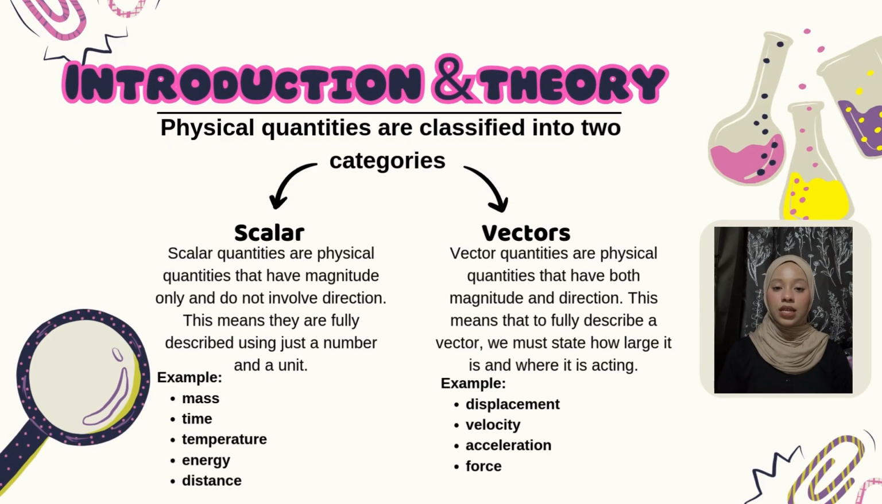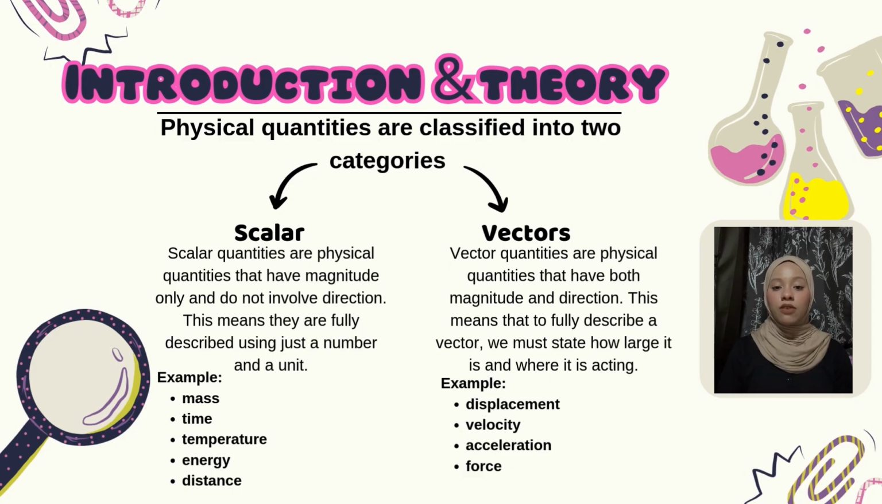For our next slide, we have introduction and theory. Physical quantities are classified into two categories, which are scalar and vector. The first one is scalar. Scalar quantities are physical quantities that have magnitude only and do not involve direction. This means they are fully described using just a number and a unit. For example, mass, time, temperature, energy, and also distance.